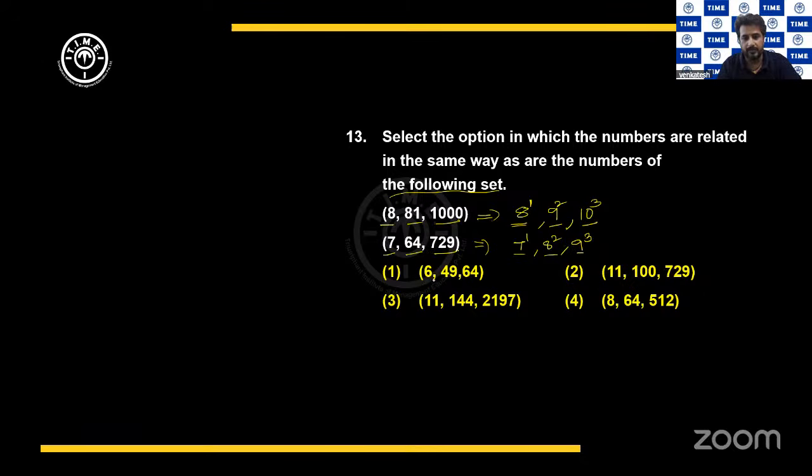Observing the first option, 6 power 1, 7 square, I need 8 cube, but not this one. So not the first option. 11 power 1, next should be increasing number, that is 12 power 2, 144. No, missing. Not the second option. 11 power 1, yes, matching. 12 power 2, 144 matching. 13 cube, 2197 matching. So required answer is choice 3. So A power 1, B power 2, C power 3, where A, B, C are consecutive natural numbers.